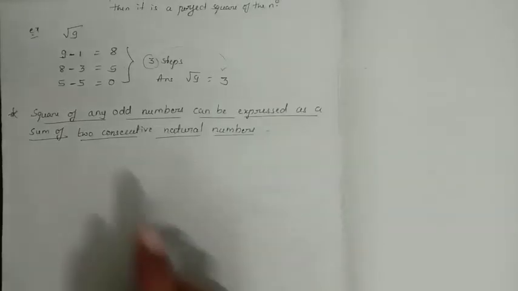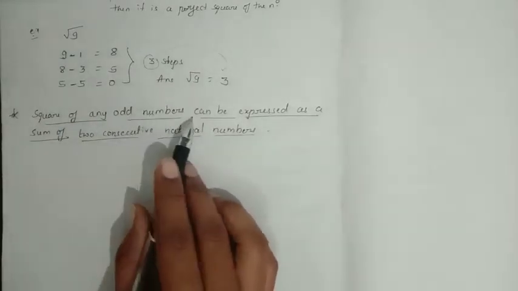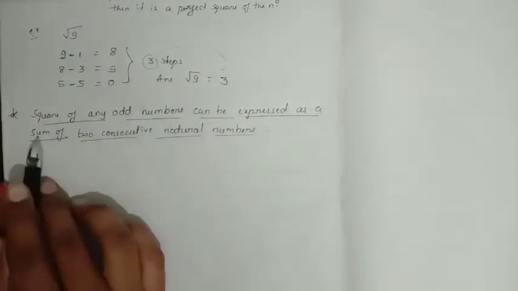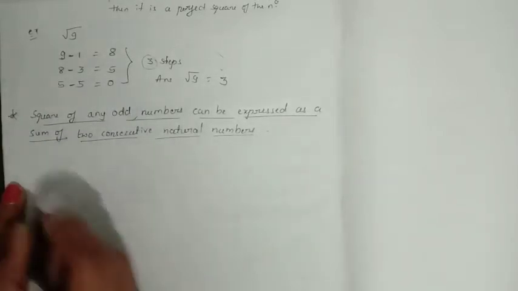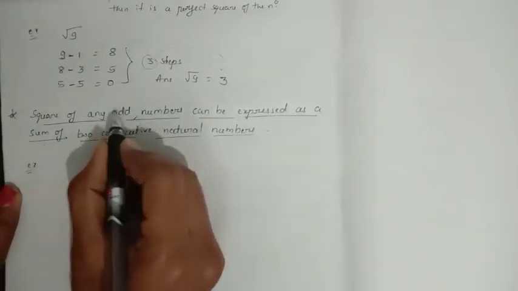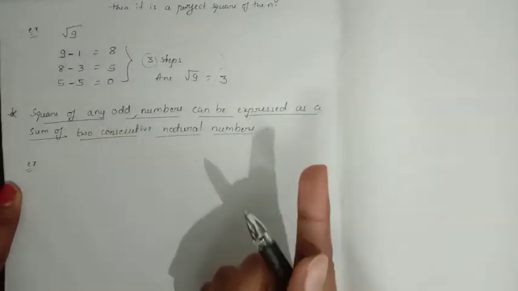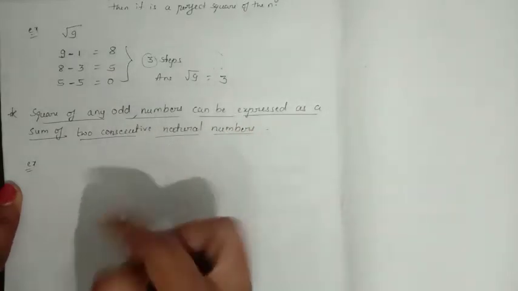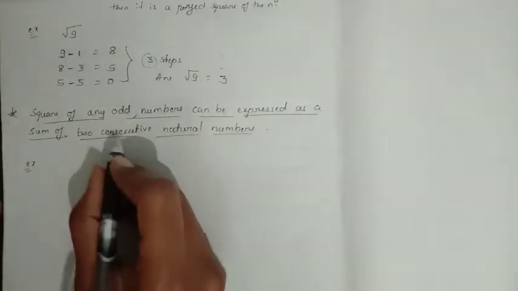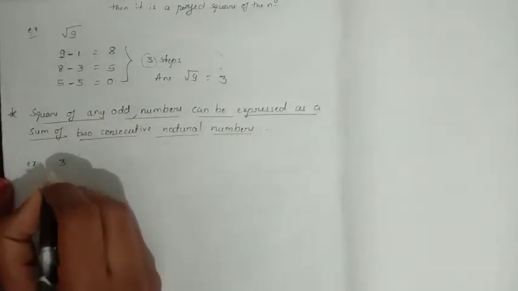Another concept is that the square of any odd number can be expressed as a sum of two consecutive natural numbers. So one example we will take. Tell me any one odd number. We will not consider 1, because 1 square is 1 only. So no need to worry. We will take another number, that is 3.